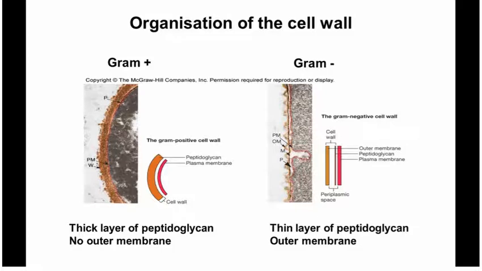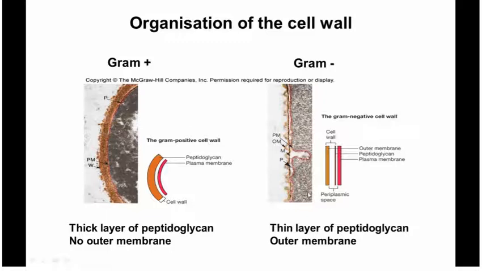Now, if you look closely at the cell wall of gram-positive and gram-negative bacteria by electron microscopy, if you're very lucky, what you can see is something like this. For gram-positives, this is the cytosol, this is outside the cell, and you can see a plasma membrane and a thick layer here of peptidoglycan.